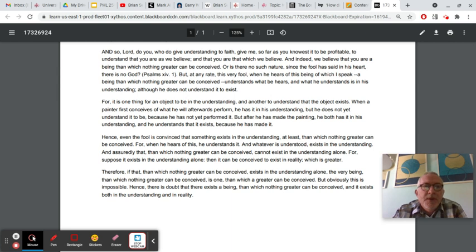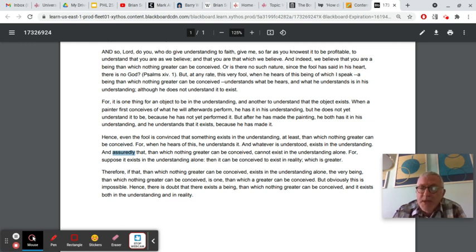And the next move there is where he says in the same paragraph, "And assuredly that than which nothing greater can be conceived cannot exist in the understanding alone." So he's making this assertion that this conception cannot be merely in the understanding alone, that it must exist also in reality. Why? Because he has to provide a reason for that. He says, "For suppose it exists in the understanding alone."